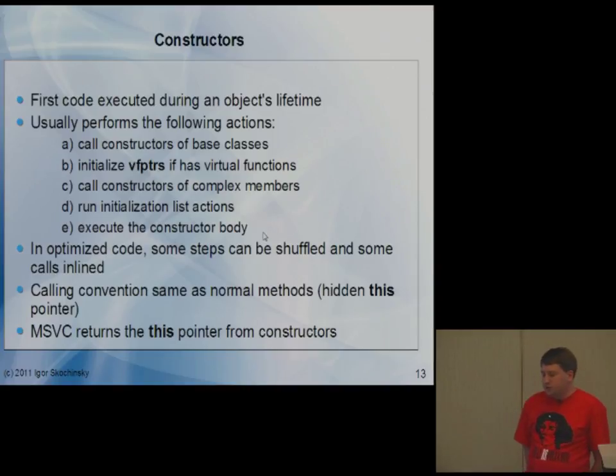So it's not completely fixed, this order. The calling convention for the constructor is the same as for normal methods, so it accepts a hidden this pointer. And a bit of non-standard behavior from Microsoft Visual C: it returns the this pointer from the constructor, although by standard constructors don't have a return value. And it actually uses this value in the code, so you cannot ignore it.